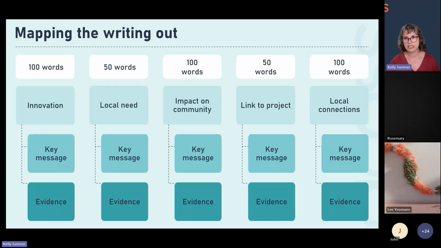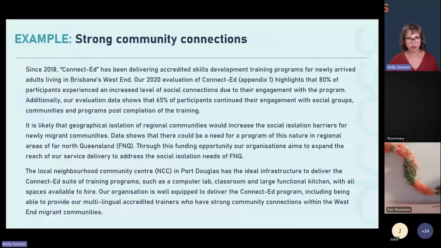We need to really clearly show the local need is there. We need to show that there is an impact on the local community, how our project really responds to that local need and that community understanding that we have, and then what our partnerships or alliances are that are going to help us meet that need. And with each of those, we want to think back to that pyramid we showed earlier. What's the key point, the key message, and then what's supporting evidence or examples we can use to support that key point.